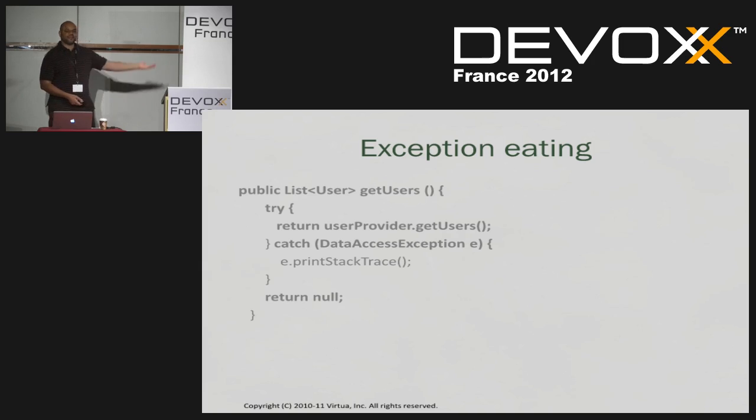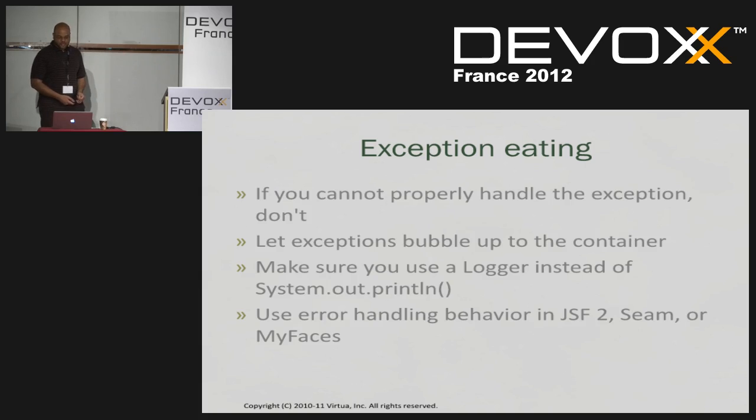I mean, it is a database error. It's probably a major problem here, right? In this scenario, the user is going to keep on interacting with the page as if things are working properly, and they probably aren't. Okay. So basically, the idea is let your exceptions bubble up to the container, and the container can handle it.